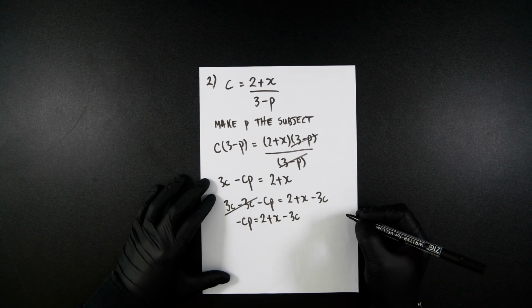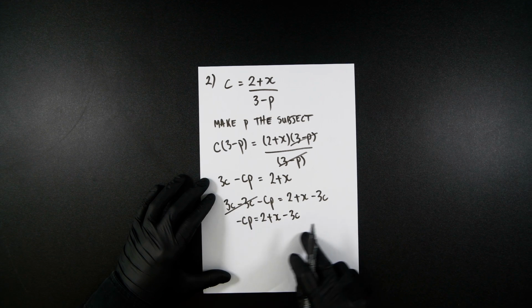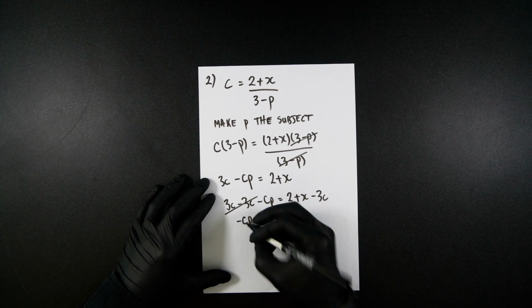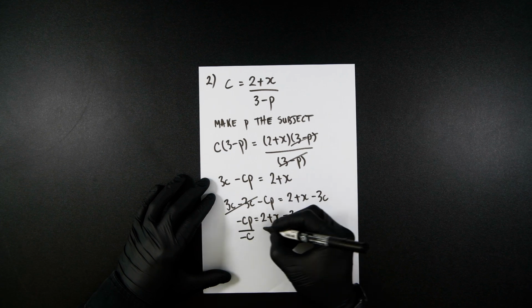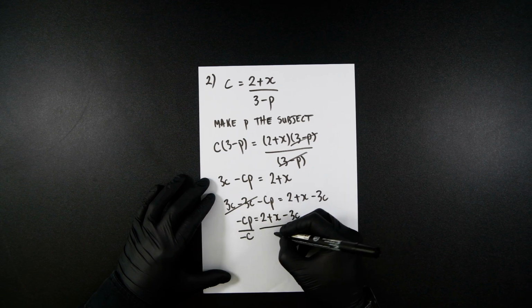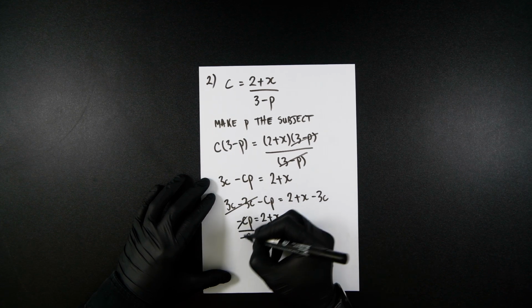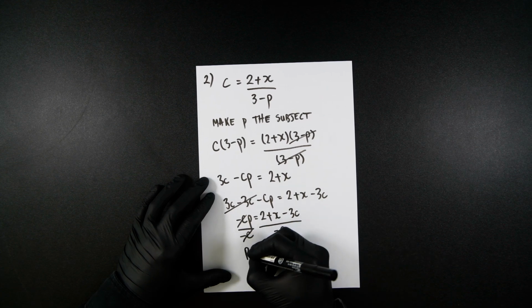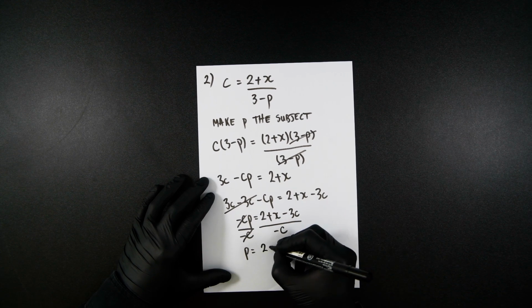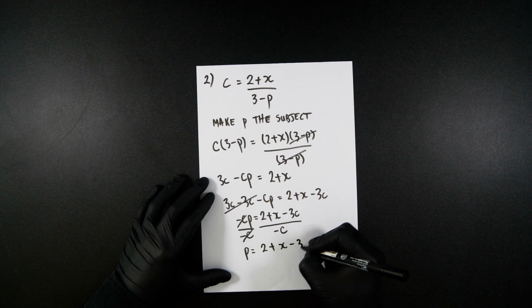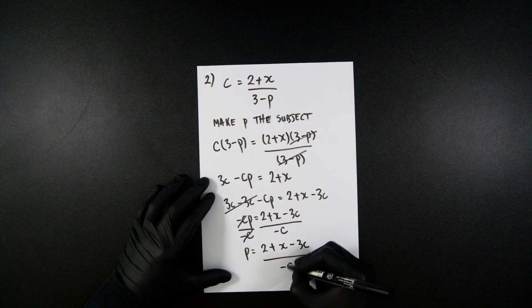If we divide both sides by minus c, we can eliminate this minus c that's stuck to the p here. These will cancel out, and we now have our solution of p equals 2 plus x minus 3c divided by minus c.